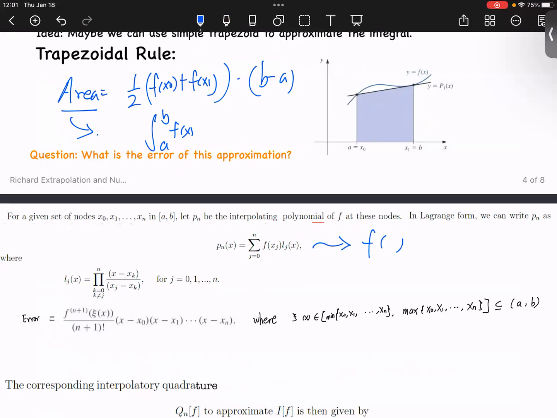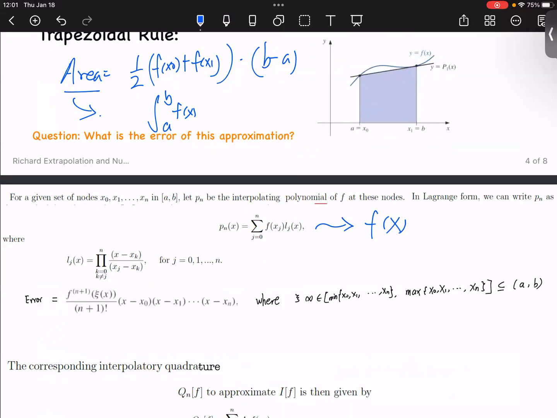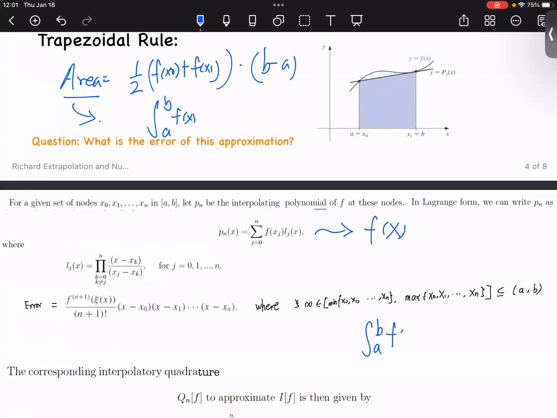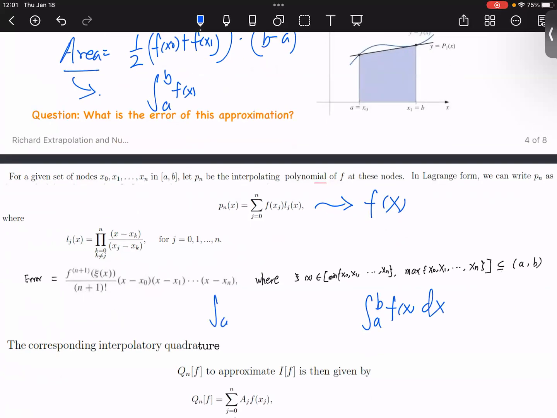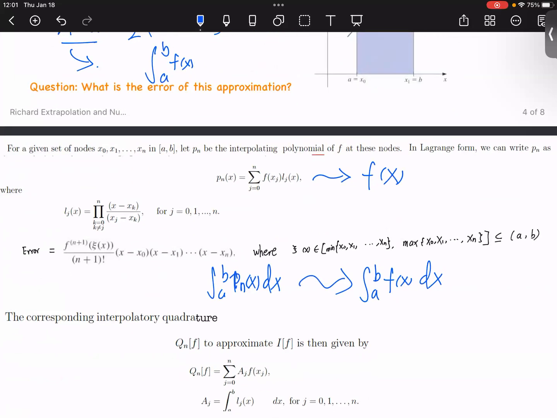Now the idea is, P_n(x) is approximating f(x). This is the Lagrange polynomial to approximate f(x), right? But this class is asking, we want to approximate the integral of f(x). So what we are going to do is integrate P_n(x), and use the integral of P_n(x) to approximate the integral of f(x) on the interval a and b. So let's do the integration here.